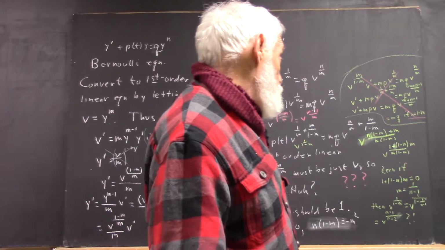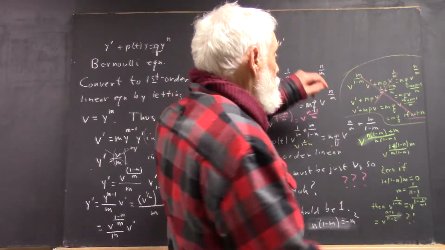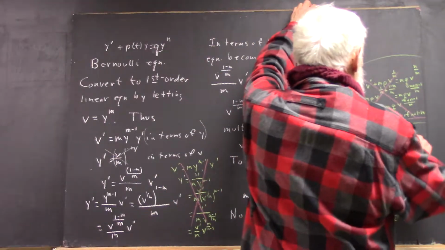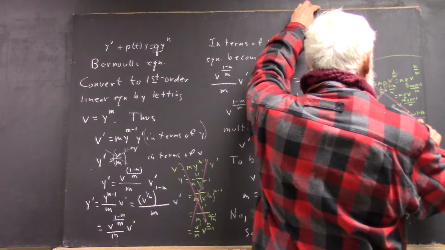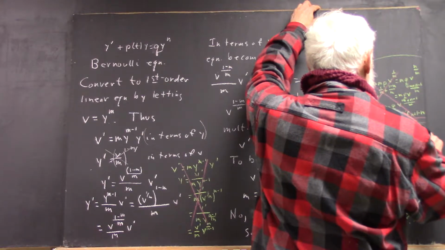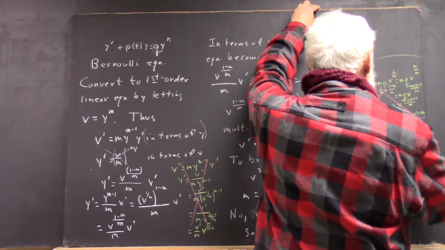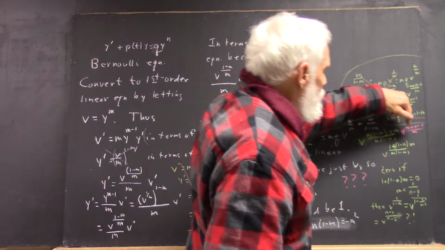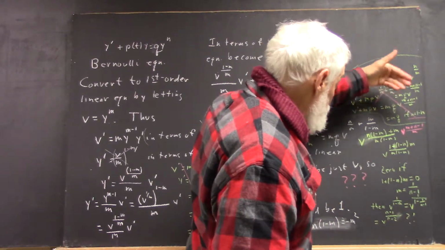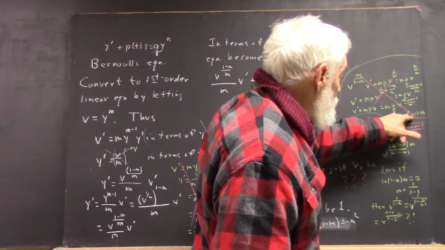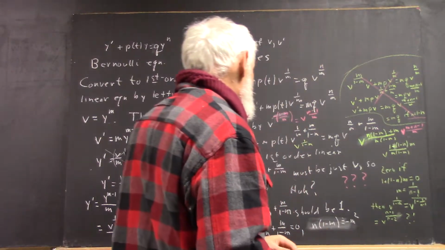Okay? So, that occurs if v to the, what I've got here is v to the m plus n minus 1 over m. Now this is an exponent here. M plus n minus 1 would be 0 if m is equal to 1 minus n. So m is 1 minus n, and now in this case we're going to be able to solve the equation.